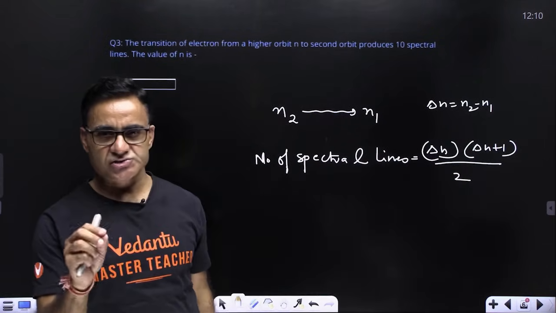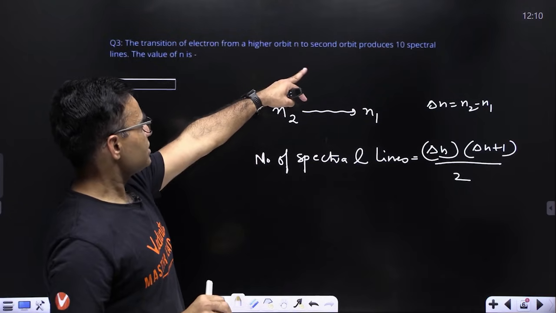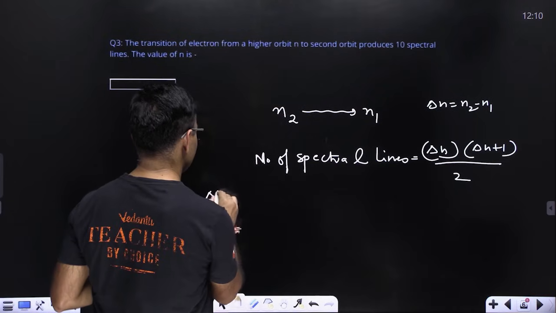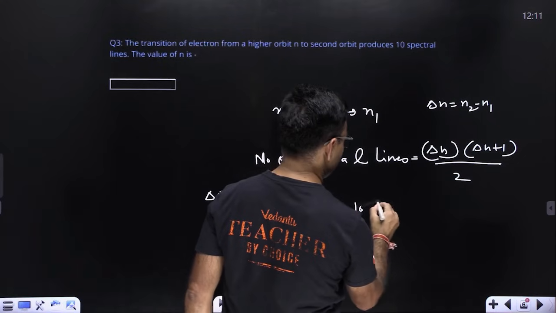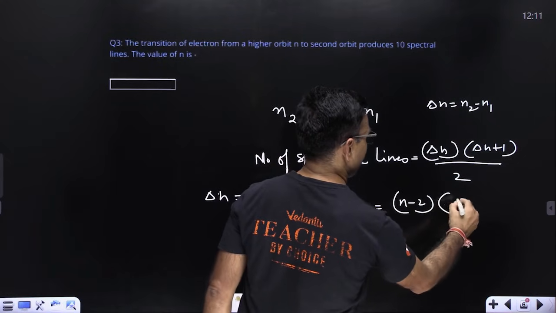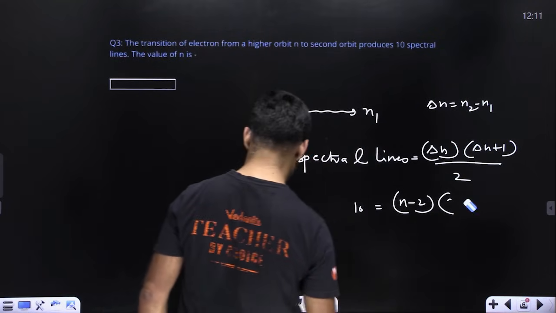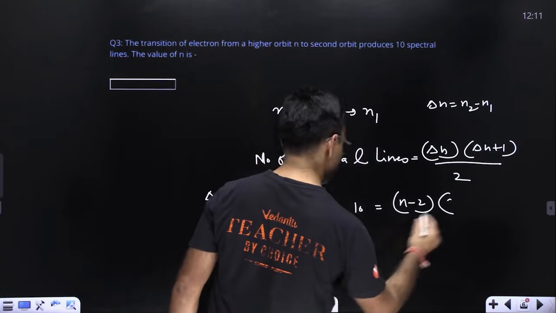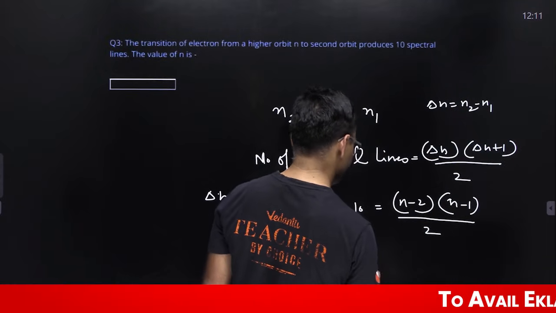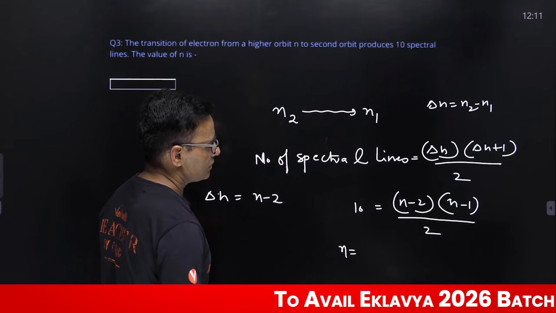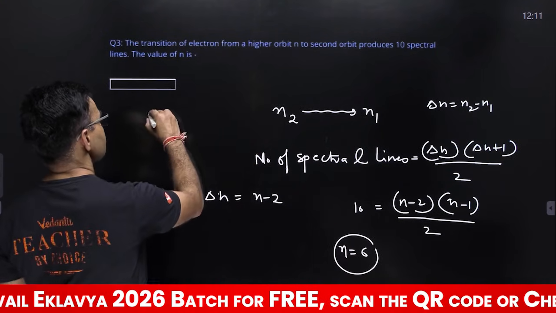So the electron is actually coming from a higher energy level to the second orbit, right? That means delta n is going to be n minus 2. So here I can apply 10 is equal to (n minus 2) into (n minus 2 plus 1, that is n minus 1) divided by 2. From here if you solve, you will get the value of n is equal to what? It is 6. So the orbit number is going to be 6.